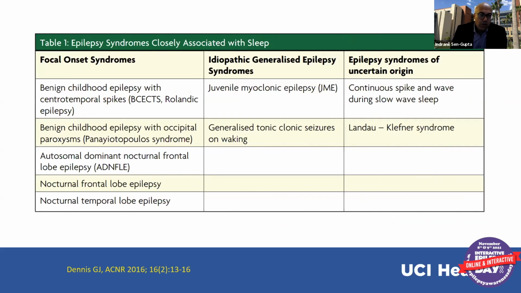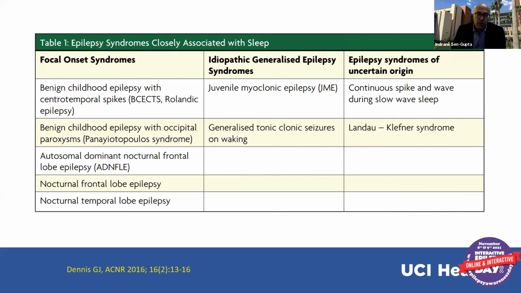Now, there's multiple epilepsy syndromes that are closely associated with sleep. There's focal onset syndromes like benign rolandic epilepsy, Panayiotopoulos syndrome. Frontal lobe epilepsy is sort of notorious for happening really out of sleep with these often complex motor movements and vocalizations that can happen out of sleep. And there's also nocturnal frontal and temporal lobe epilepsies as well.